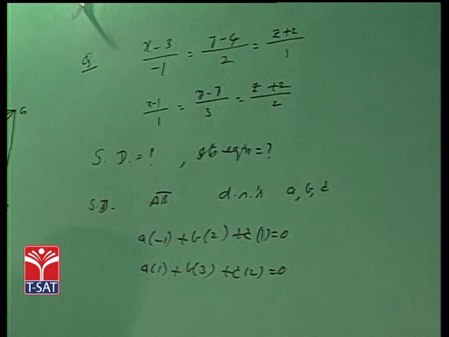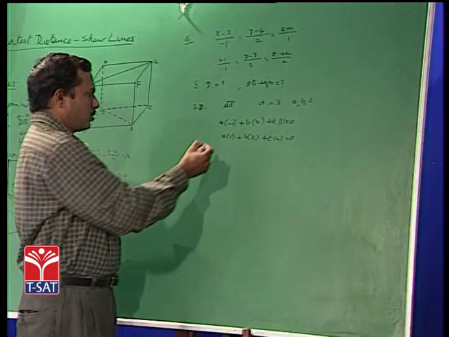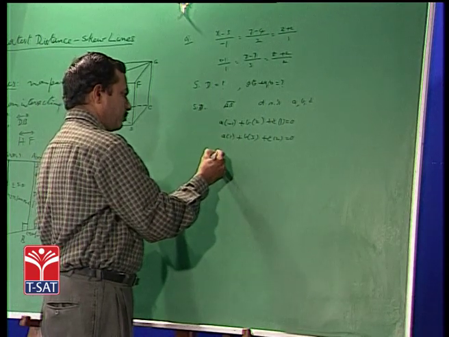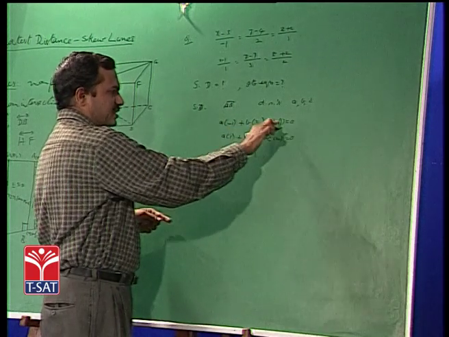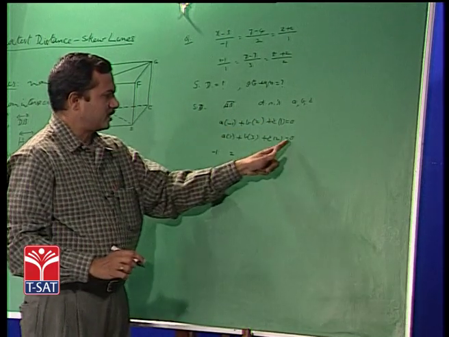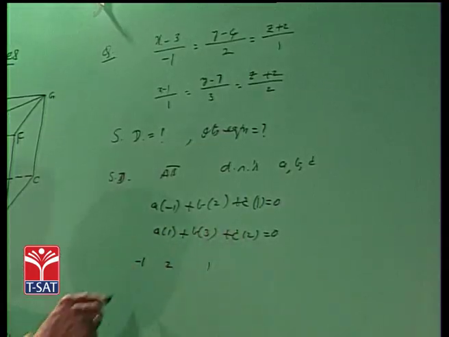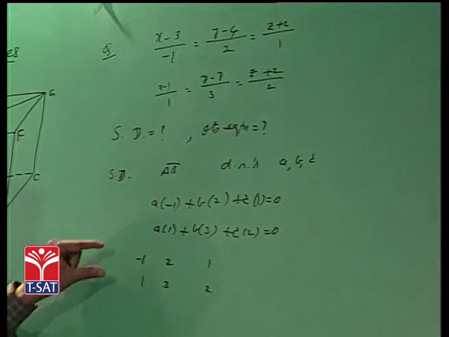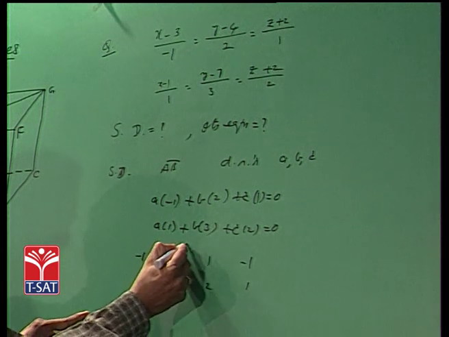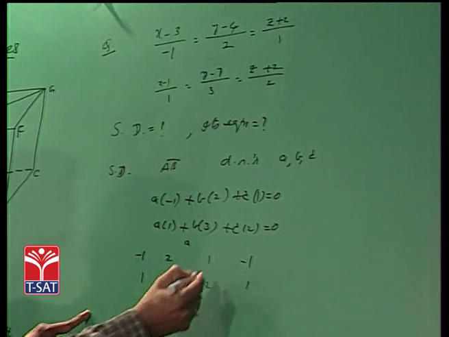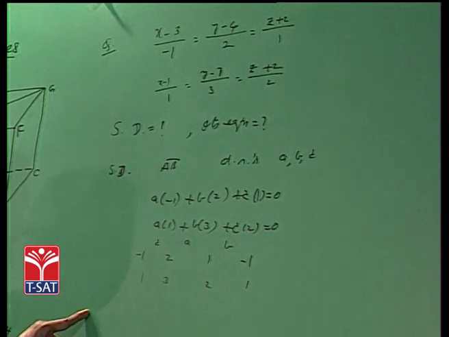Let us obtain the values of a, b, c by the cross multiplication method. Let us look at the coefficients. These are minus 1, 2, 1, and these are the coefficients of a, b, c. We have to maintain the same order in the second equation also, and here the corresponding coefficients are 1, 3 and 2, and take this first column again as the fourth column, and take a between these second and third columns, and b between third and fourth columns, and c between first and second columns.